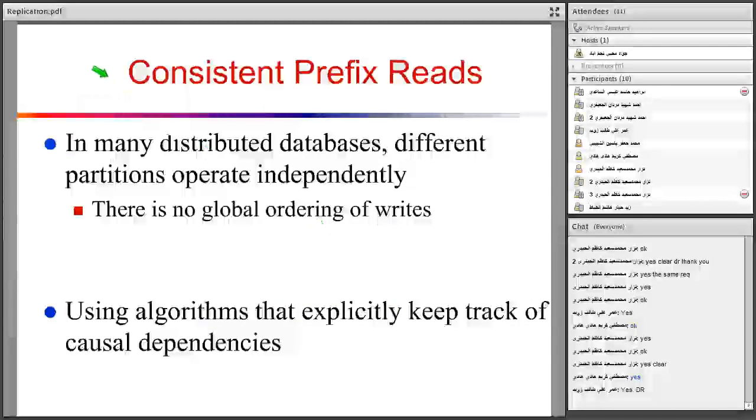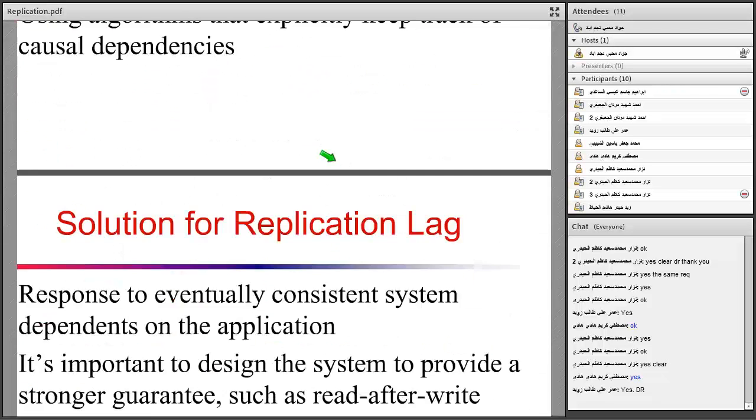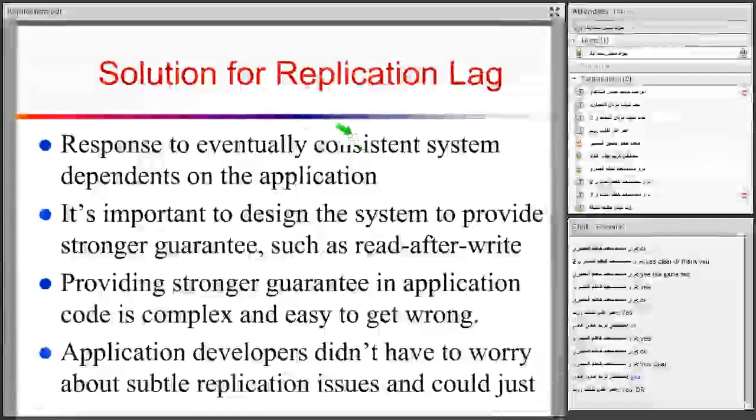Please see this slide as the final slide of this session. In many distributed databases, different partitions operate independently, such as in the previous example. There is no global order of writes, and we need to use an algorithm that explicitly keeps track of causal dependency. Thank you so much, and this session is finished now.